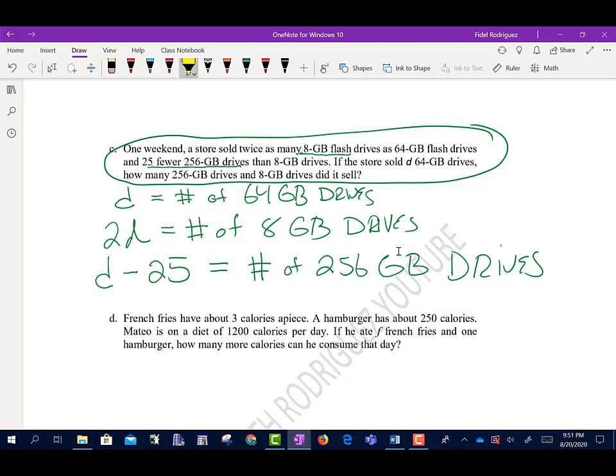So one of the things that really helped me with this problem is when they gave me this piece of information right here, and it said, let's let D be the number of 64 gigabyte drives that we sold. And then everything is being compared to that number, right? We sold twice as many 8s than we did of the 64s. So 2 times whatever we sold for the 64s would be the number of 8s. And then we sold 25 less of the 256. So whatever we sold of the 8, we're just going to subtract 25 because it was 25 less. Okay?